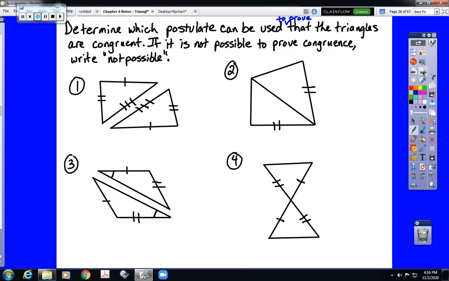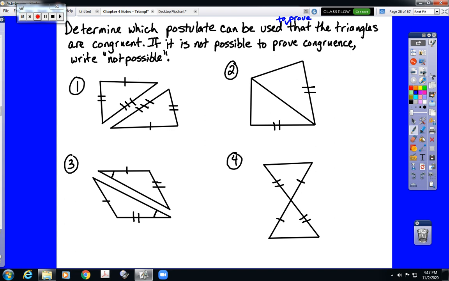Okay, now the final thing we're going to talk about in this section is the non-proof skill that is key to these two sections, 4.4 and 4.5. That is looking at a picture and its markings and being able to tell which of our theorems and postulates, specifically in this case whether side, side, side or side, angle, side, would apply to that specific picture. So the directions are going to read, determine which postulate can be used to prove that the triangles are congruent. Now notice I forgot to put "to prove" on your notes, so please write that in there. If it is not possible to prove congruence, we're going to write "not possible."